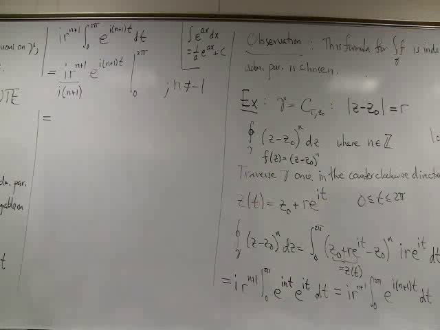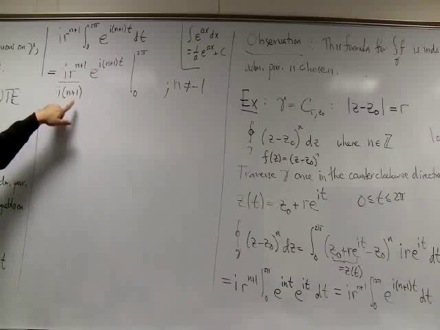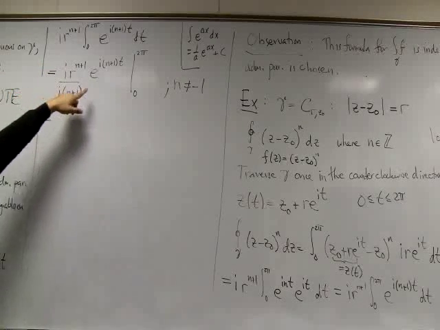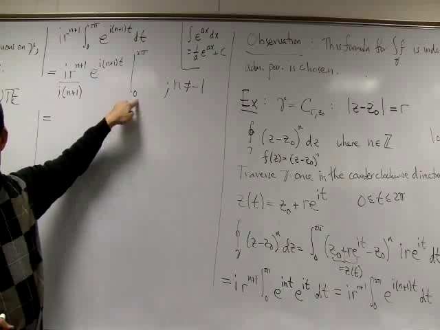Okay, so assuming n is not negative 1, we'll see what happens. I don't think it's so hard. It'll be okay. No, I can't see, I'm blind.